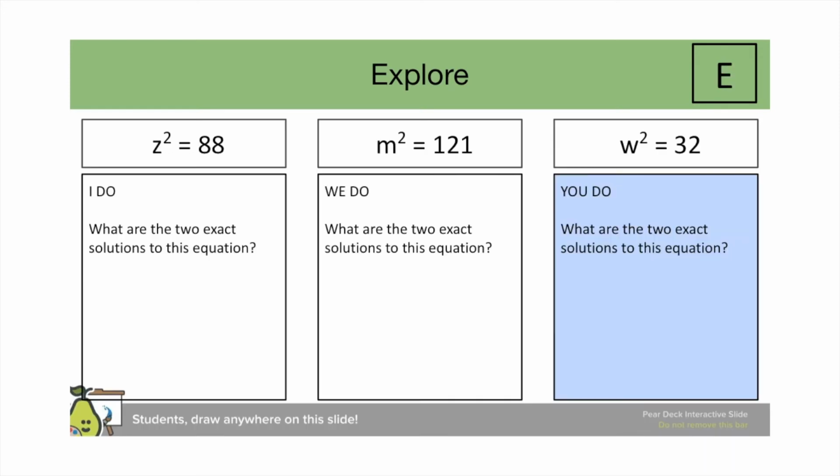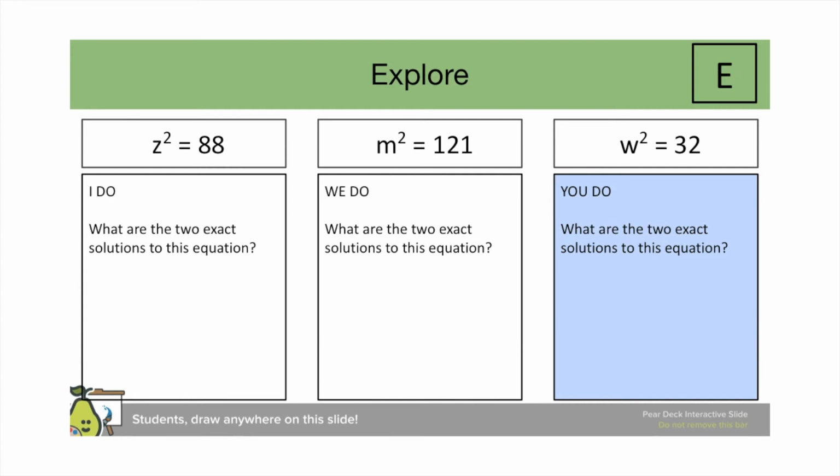For this portion of the Explore, you can divide each of the prompts into an I do, we do, you do. Additionally, I switched the order so that students doing the we do can feel a little more success, since m squared equals 121 is a perfect square.